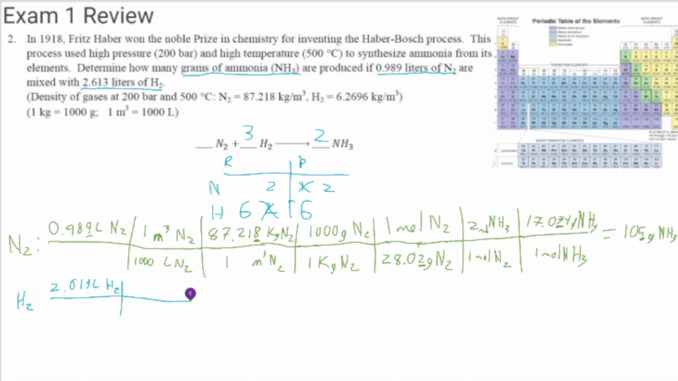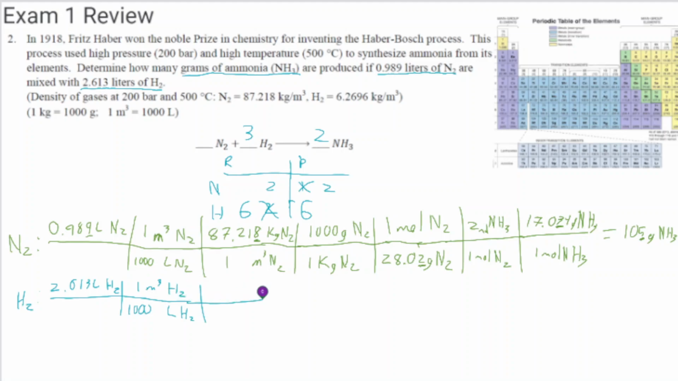And we're going to follow a similar process again. We need something that has liters of H2. And the only thing that we can see is that we have this liters right here where we have 1,000 liters is equal to 1 cubic meter. So it's going to be a very similar process. We're going to have 1,000 liters of H2 for every 1 cubic meter of H2.